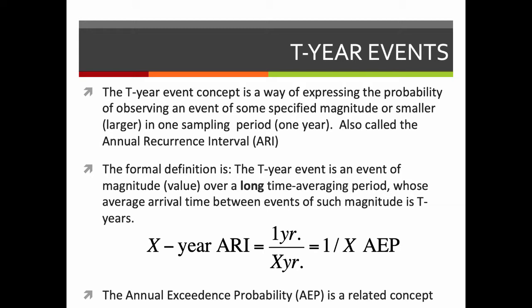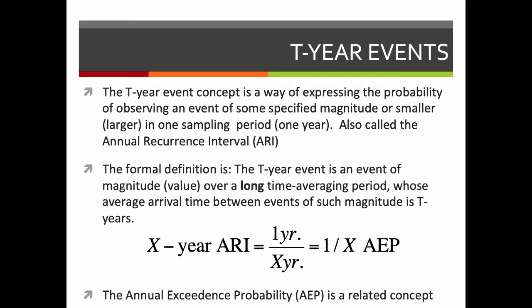And I think it says here it's also called the annual recurrence interval. The formal definition is the T-year event is an event of magnitude over a long time averaging period whose average arrival time between events of such magnitude is T years. So the arithmetic involved: something with an x-year annual recurrence interval is equal to 1 year divided by the x-year, or 1 over x annual exceedance probability.